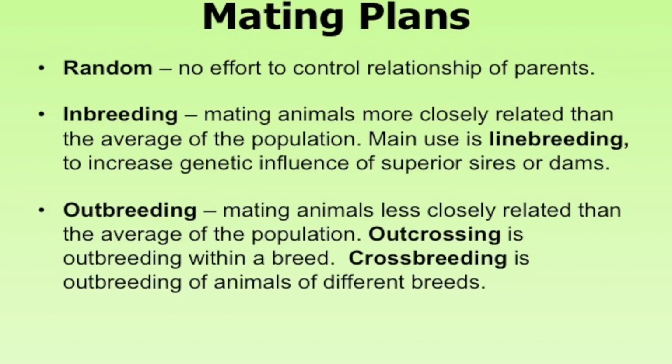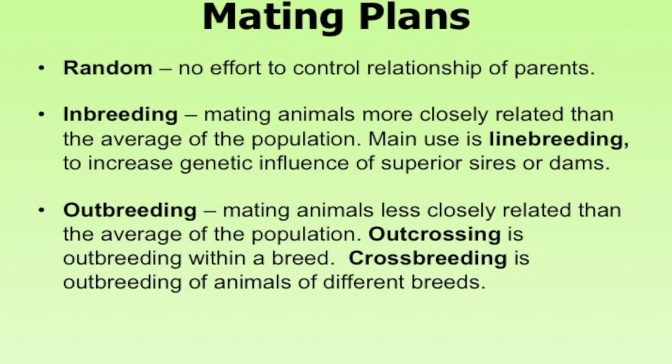So outcrossing is outbreeding within a breed. I've got most of my cows with this genetic makeup going back to this sire. So if I'm a purebred breeder, I'm going to have to go outside and find an outcross solution, an outcross bull that's not related to those, to put some new genetics into my herd. Crossbreeding is outbreeding of animals of different breeds, and we see that a lot in the commercial producers there.